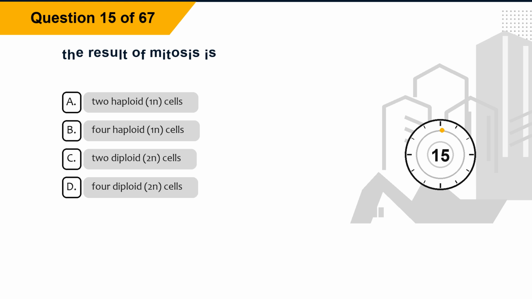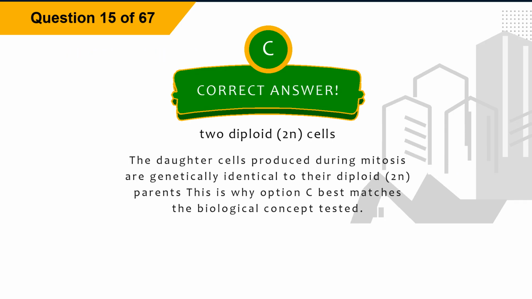Question 15. The result of mitosis is: option A, 2 haploid, 1N, cells. Option B, 4 haploid, 1N, cells. Option C, 2 diploid, 2N, cells. Option D, 4 diploid, 2N, cells. The correct answer is option C, 2 diploid, 2N, cells. Explanation: the daughter cells produced during mitosis are genetically identical to their diploid, 2N, parents. This is why option C best matches the biological concept tested.